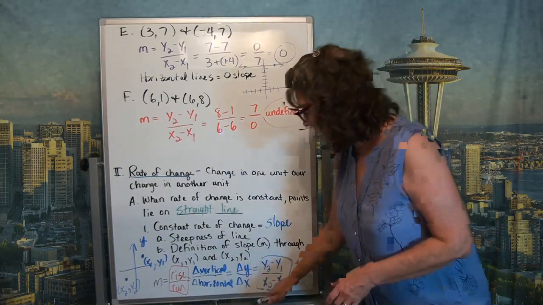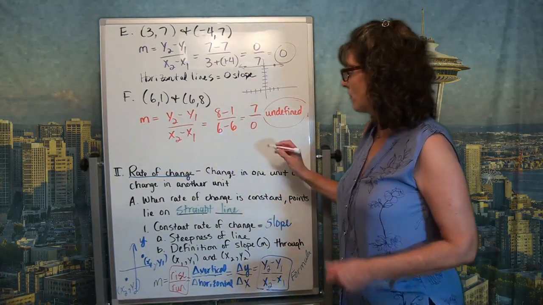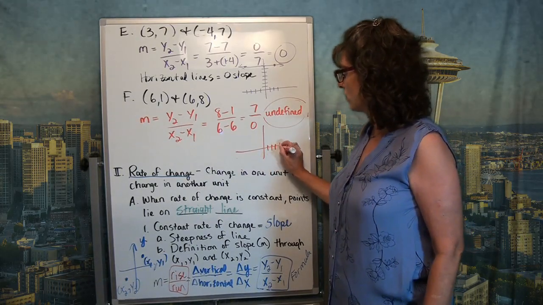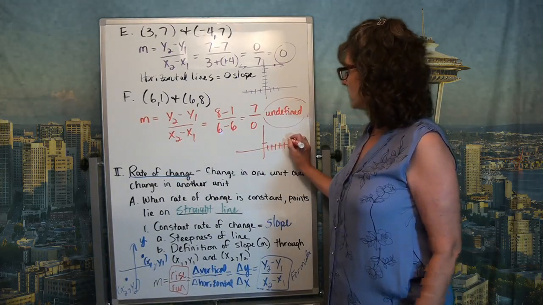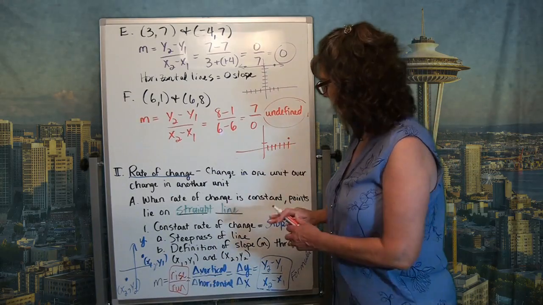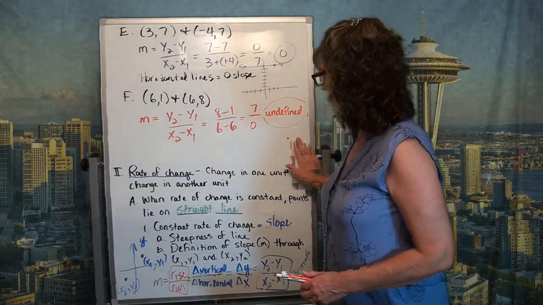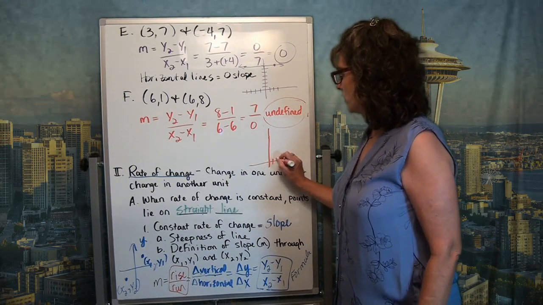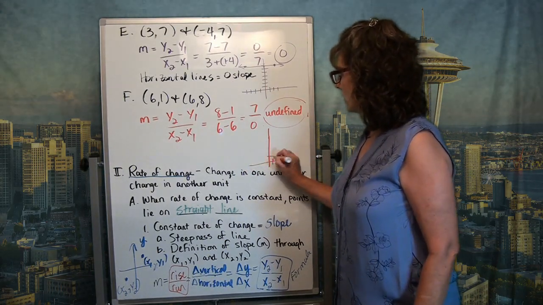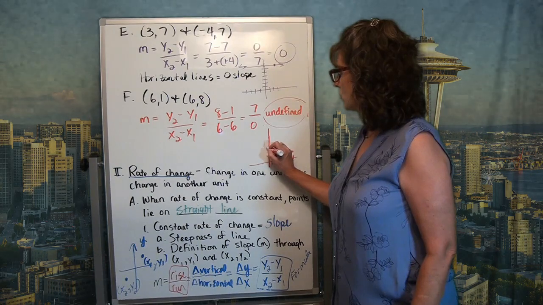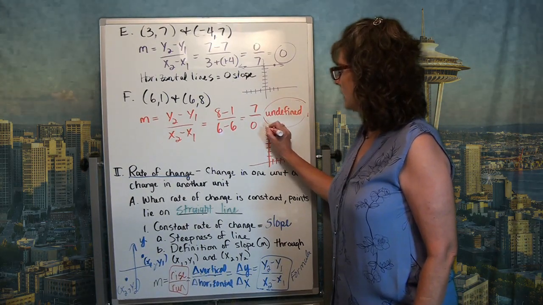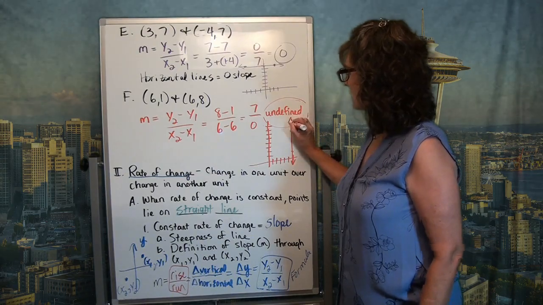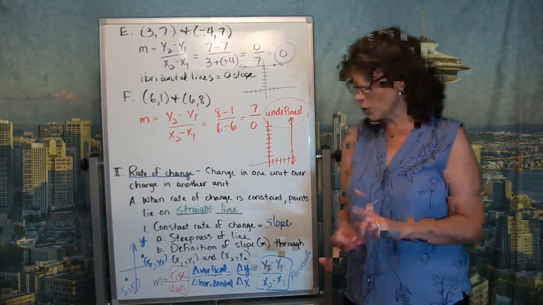Now, with that same idea in mind, let's take a look at this example. If I was to graph this one, 6, 1. 1, 2, 3, 4, 5, 6. I'm doing a terrible graph. Okay, let's try it again. 1, 2, 3, 4, 5, 6. Here's 6, 1. 2, 3, 4, 5, 6, 7, 8. All right, here's 6, 8. What type of line is this? Yes, that is a vertical line.